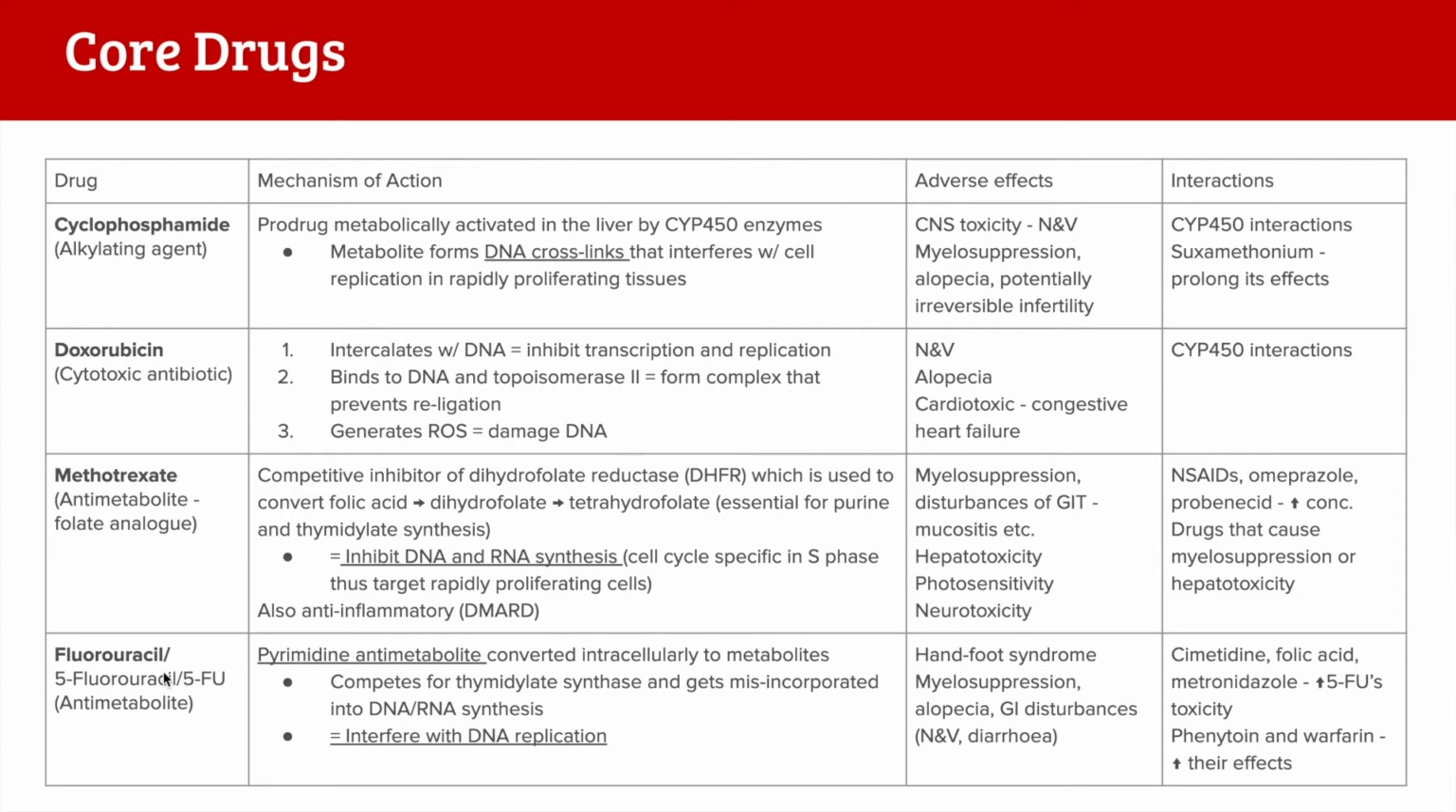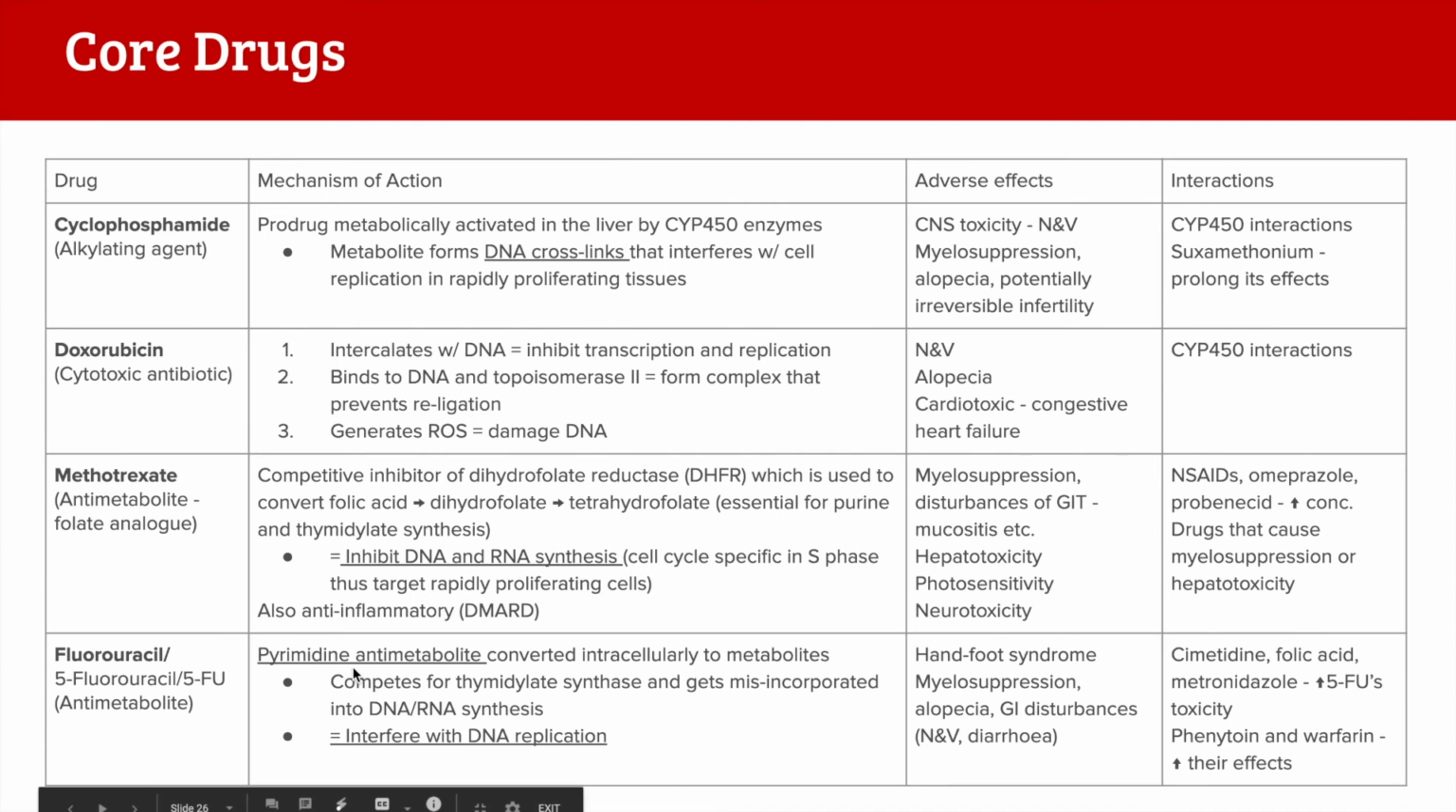And then there's fluorouracil, and apparently it can also be called 5-FU or 5-fluorouracil. This one is also an antimetabolite, and it is a pyrimidine antimetabolite. So basically it also interferes with DNA replication as well.